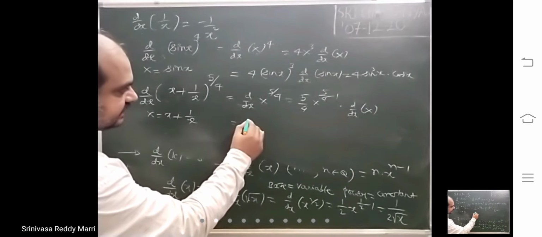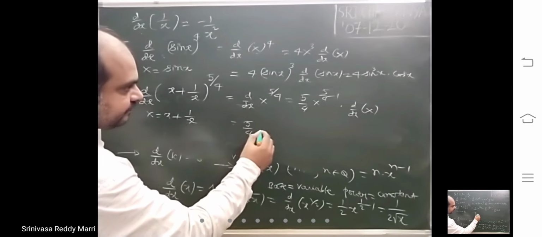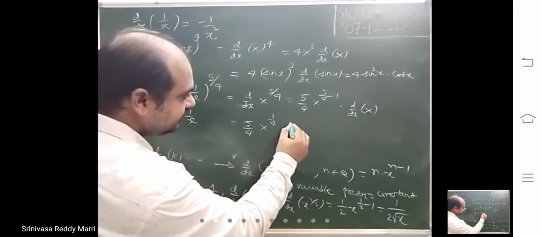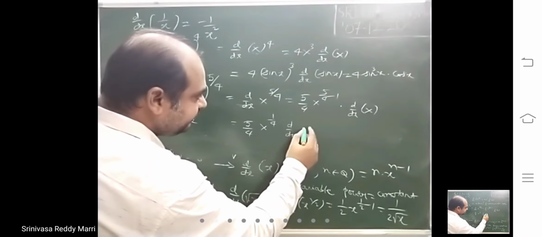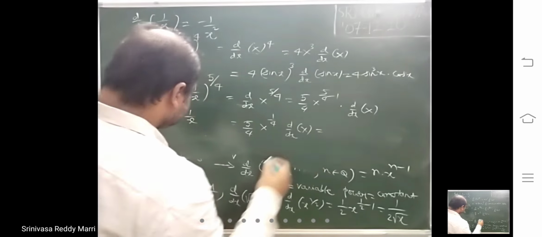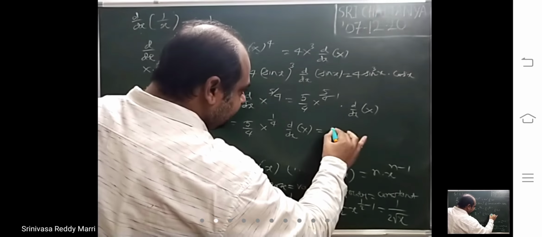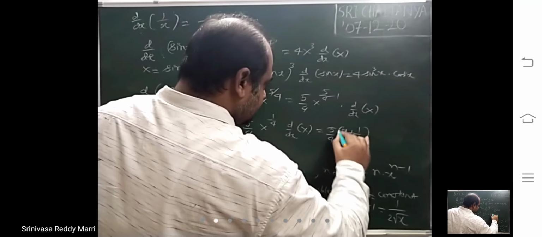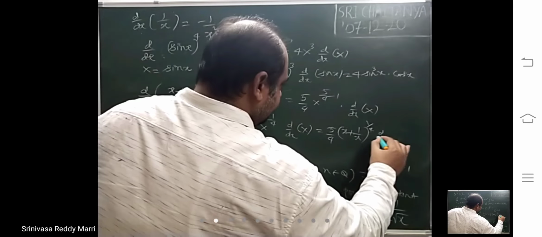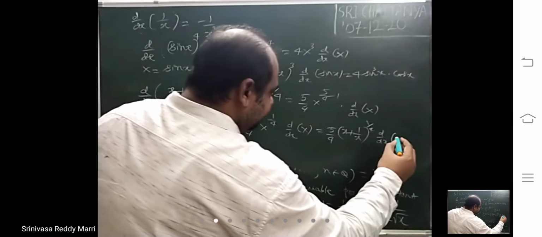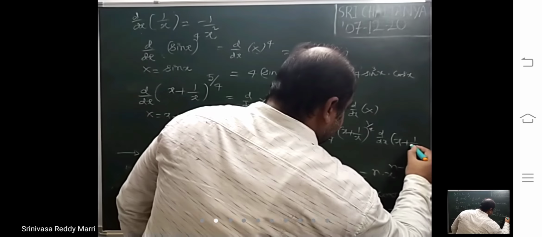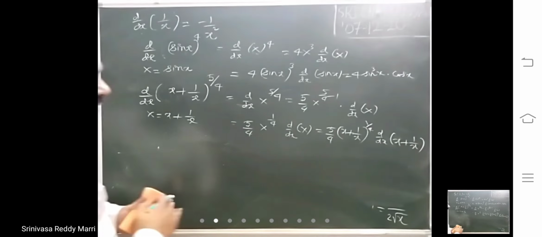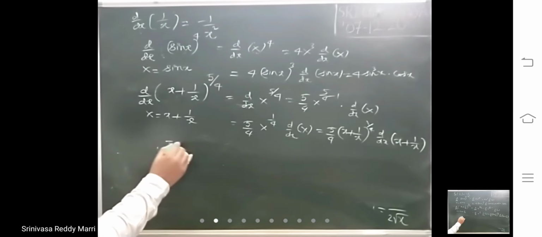That means this is nothing but 5 by 4 into capital X to the power 1 by 4 into d by dx of capital X. So what is capital X? x plus 1 by x, whole power 1 by 4, into d by dx of capital X. What is capital X? This is the one. So now you have two functions.